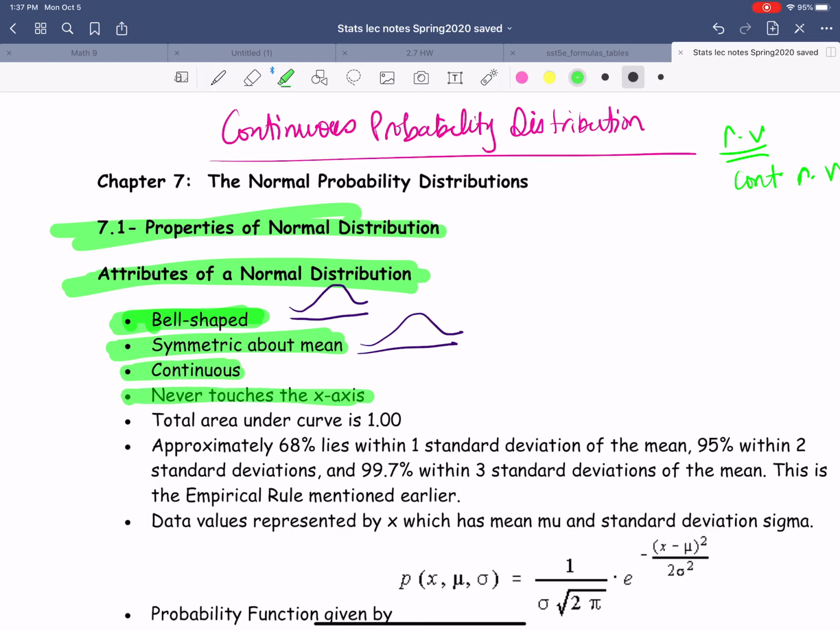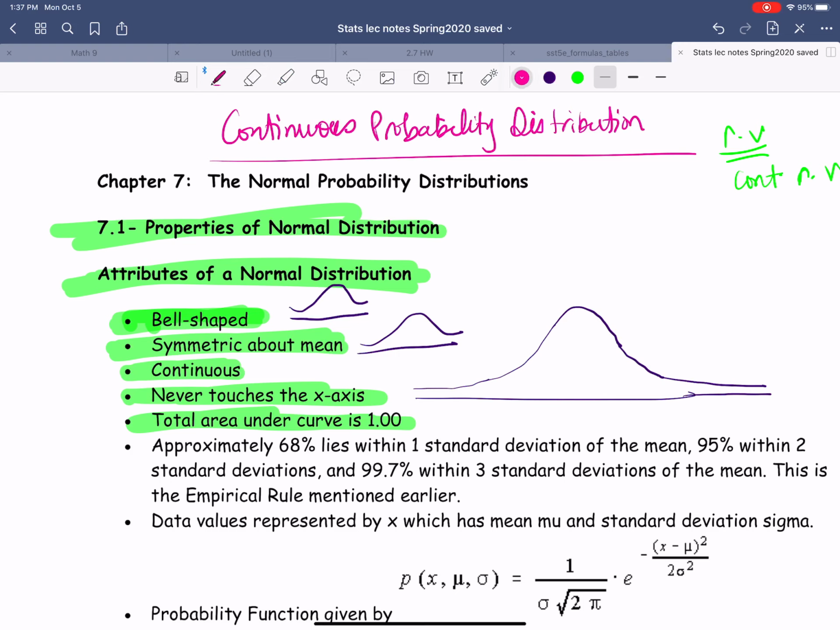It never touches the x-axis. This curve is never going to touch the x-axis. It comes really, really close to the x-axis, but it never touches it. The total area under the curve is 1. Isn't that amazing? You have infinite area, but it adds up to 1. So all this area under the curve is equal to 1.